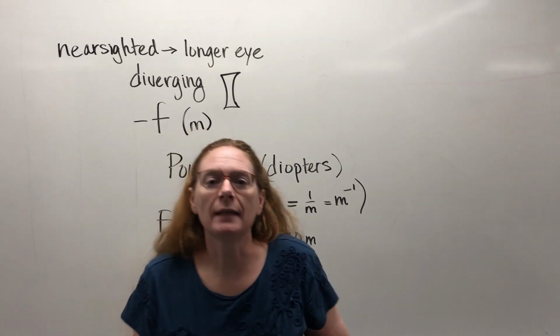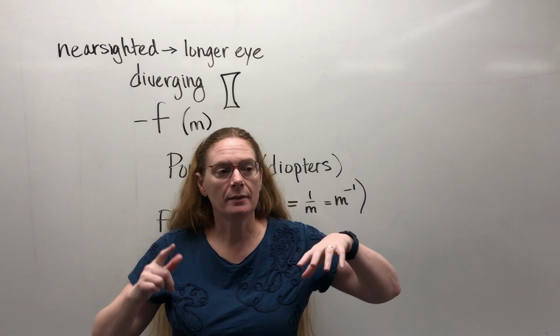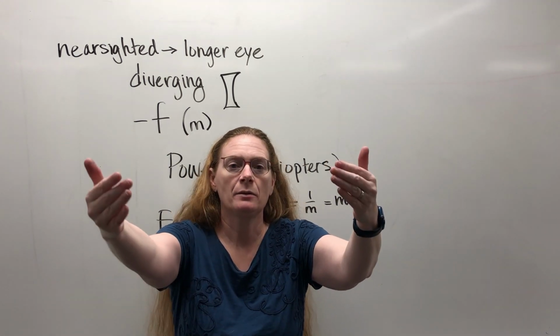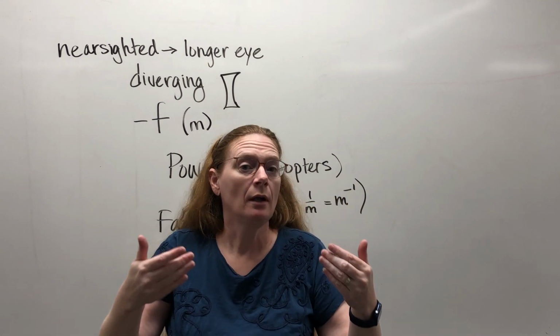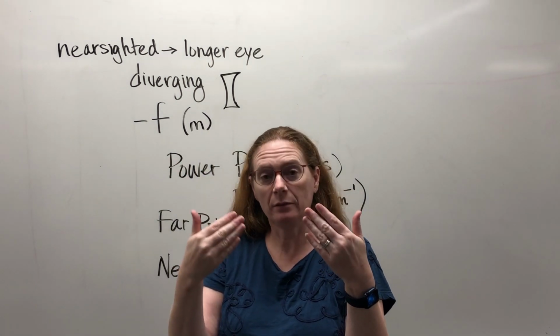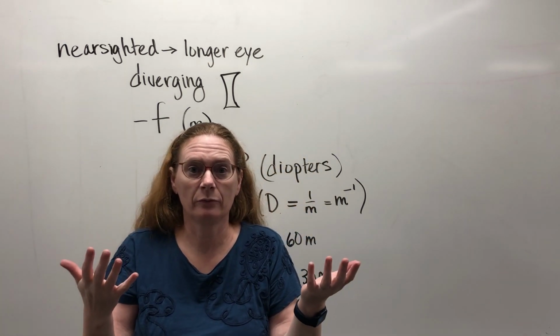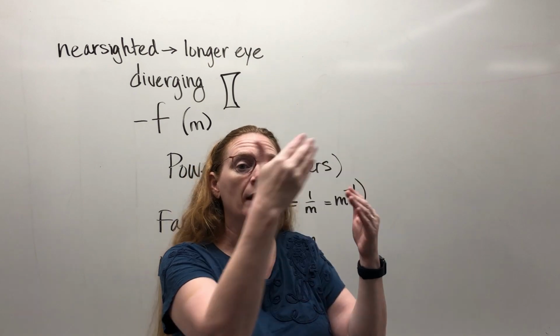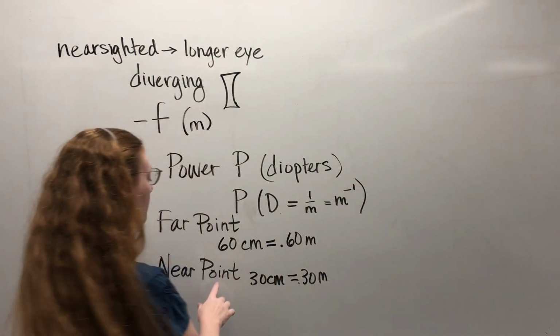Well, what do we do with this? What the glasses need to do is take faraway objects for me and make an image of that object that's close enough for me to have it be readable, for it not to be blurry. So we take an object far away, make an image at my near point.